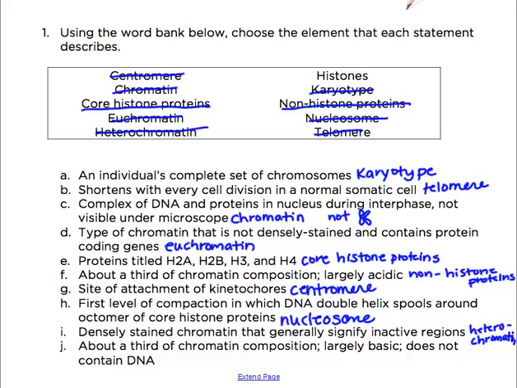Okay, and then finally, Part J is about a third of chromatin composition, largely basic, and does not contain DNA. So again, these are just the histones, and the histones are just a group of protein that makes up about a third of the chromatin composition.